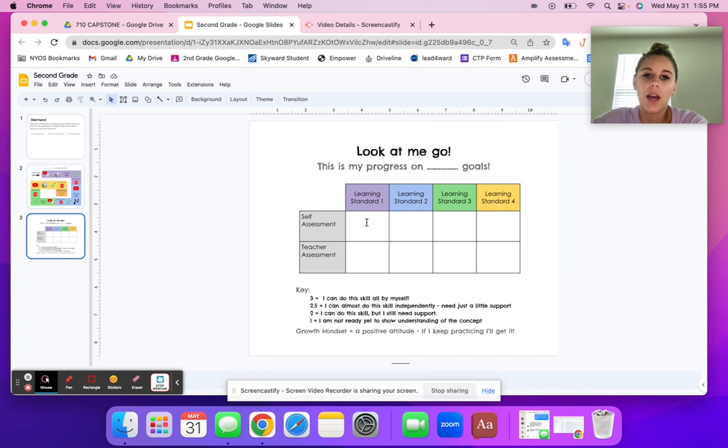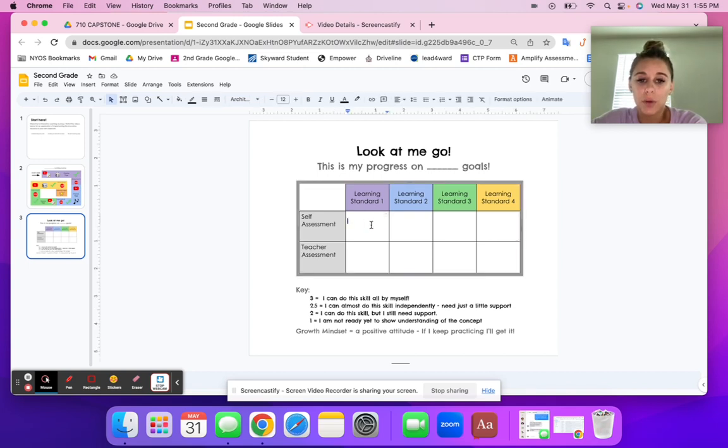So once they complete their own assessment, if this student finished the purple standard and they feel like they can do it, but they still need support, they would probably give themselves a 2. So on paper, they would put a 2 in that box. And then they would turn this paper in to me. Again, you'll have your own system set up for this in your classroom, but I have a designated place that they will place these when they finish a learning target.